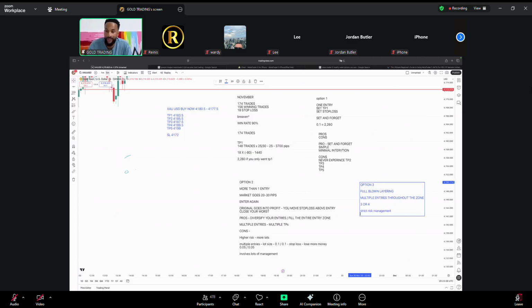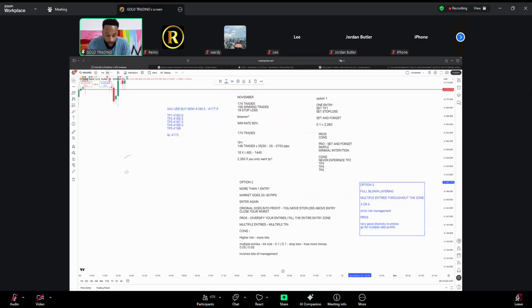Now, the pros of this is that you can have a very good diversity in your entries, okay? So you're really diversifying your entries. It means that you can go for multiple take profits as well. So you can go for 3 or 4 take profits.